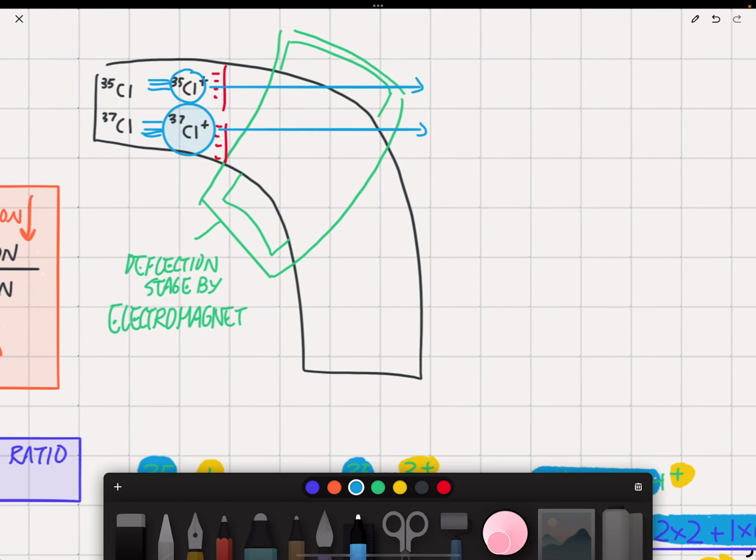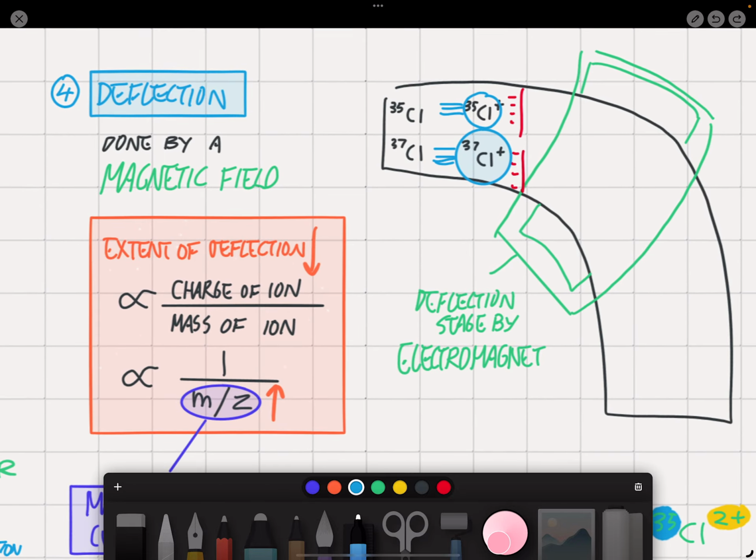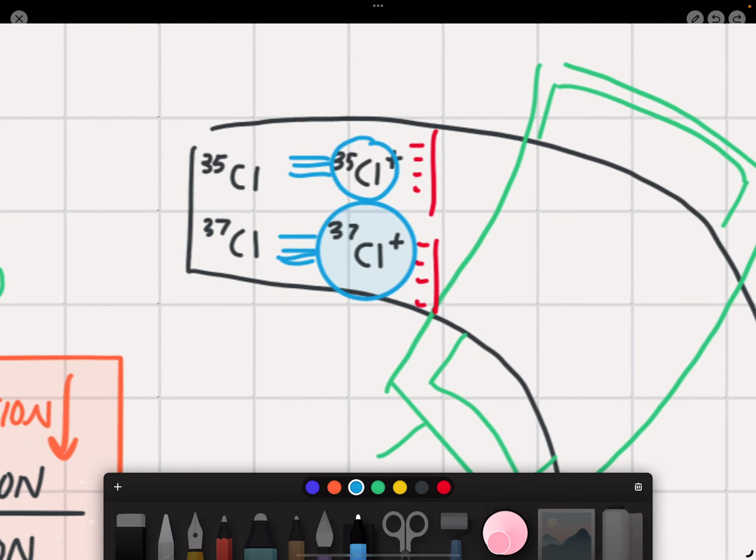So they both want to move forward in this direction. But thanks to the electromagnet and because of some interaction between the magnetic field and ions, as the ions move into the deflection zone, they will bend around. Okay, so they will bend around the corner, and then they will be moving towards the detector instead. But because these ions have different mass to charge ratios, the extent to which they will be deflected will be different. So if you look at these two ions, you can find that the one on top has a mass to charge ratio of 35, and this has a mass to charge ratio of 37.